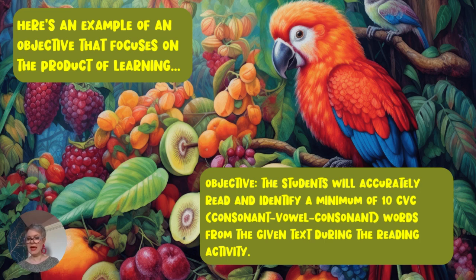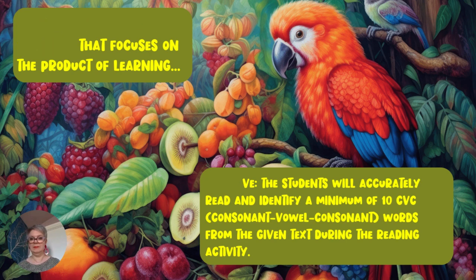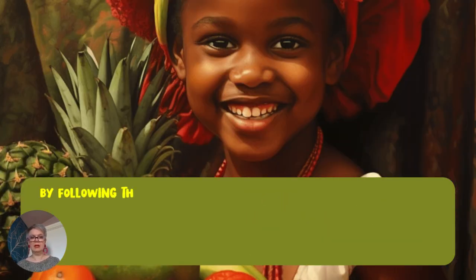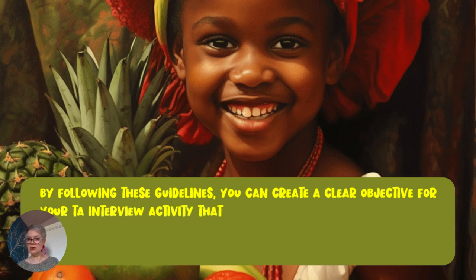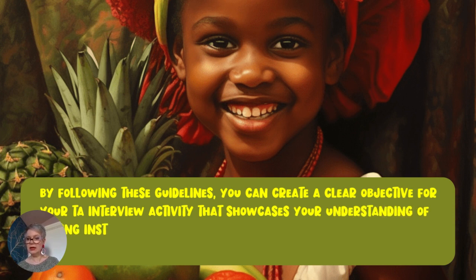It focuses on the end result of the reading activity and assesses the student's ability to apply their phonics skills effectively. And again, this objective aligns with the expectation of achieving a measurable outcome in the UK Year 1 reading curriculum. So by following these guidelines, you can create a clear objective for your TA interview activity that showcases your understanding of setting instructional goals and demonstrating your ability to plan and facilitate meaningful learning experiences.